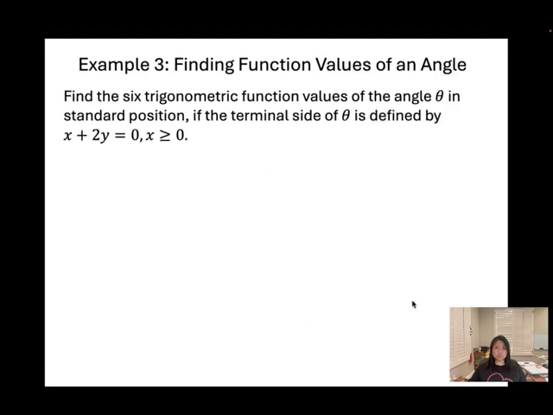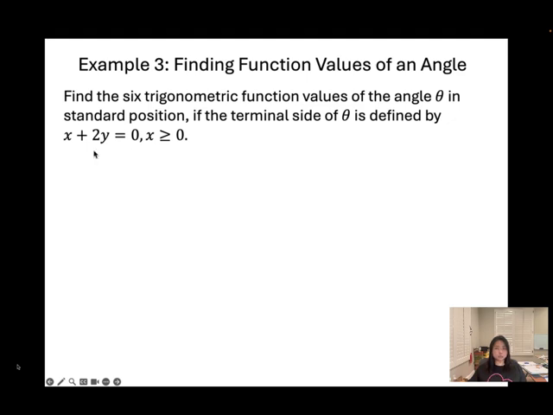Okay, example 3. Find the 6 trigonometric function values of an angle theta in the standard position if the terminal side of theta is defined by x plus 2y equal to 0 and x is greater than or equal to 0. Okay, instead of giving you the point P, the coordinate, I'm going to give you the equation. And x plus 2y equal to 0, this is a straight line.